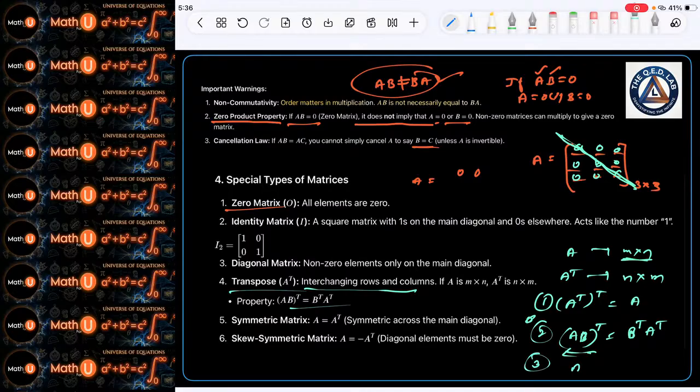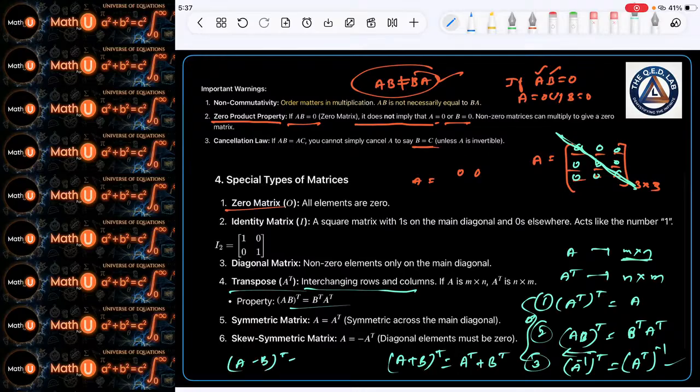And third one, A inverse whole transpose is also equal to A transpose whole inverse. This is also a very important property, you should remember. These properties are important. And one more property, A plus B whole transpose is equal to A transpose plus B transpose. A minus B whole transpose is equal to A transpose minus B transpose. These properties you should know for the transpose of the matrix.